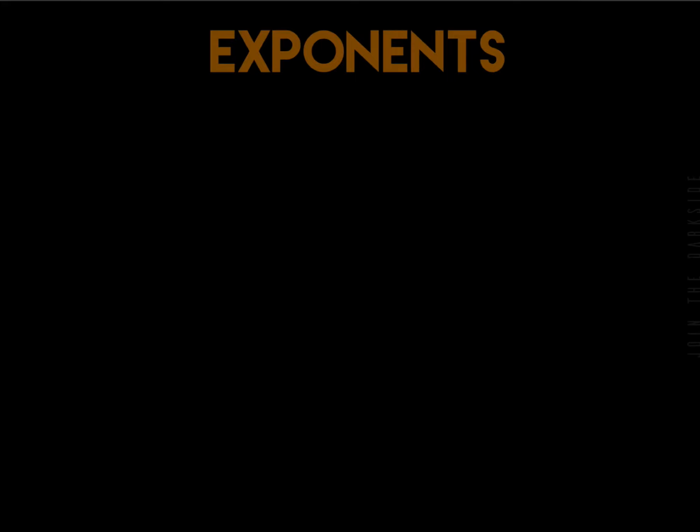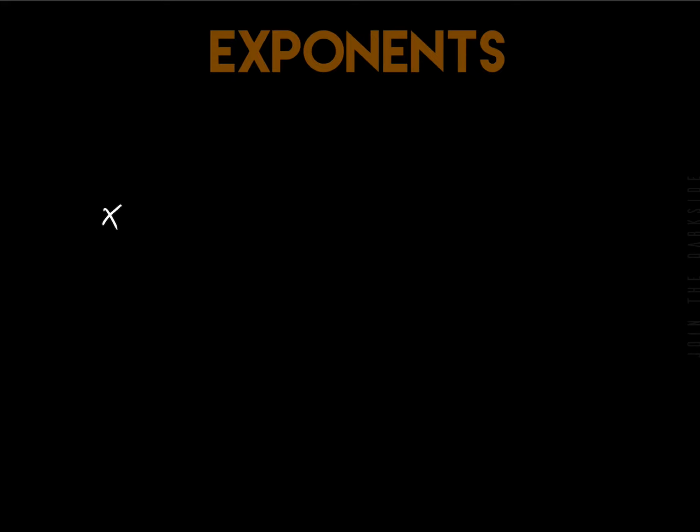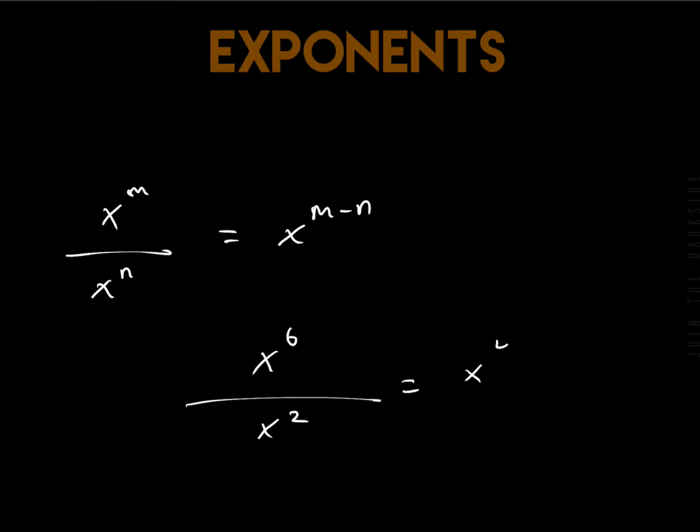Our next one would be x to the power of m times x to the power of n is equal to x to the power of m plus n. For example, you've got x squared times x cubed. You have x to the power of 2 plus 3, which is equal to x to the power of 5. You've also got x to the m divided by x to the n. This is going to give us x to the power of m minus n. For example, x to the power of 6 over x to the power of 2 will give us x to the power of 4.